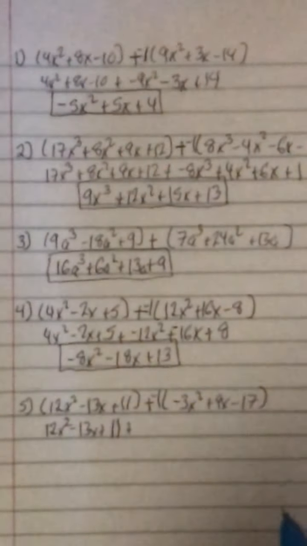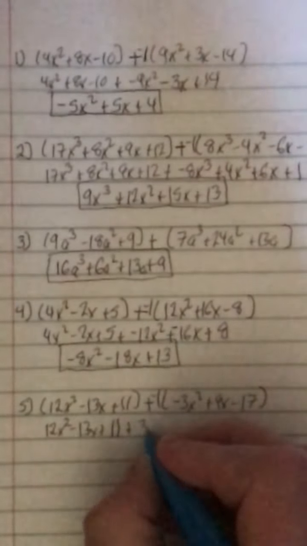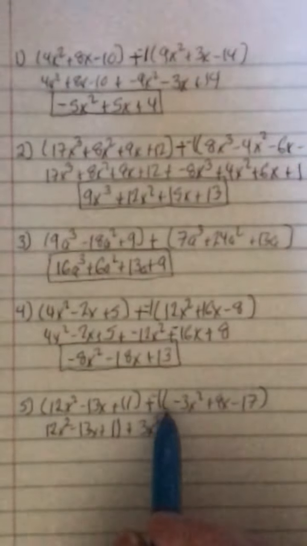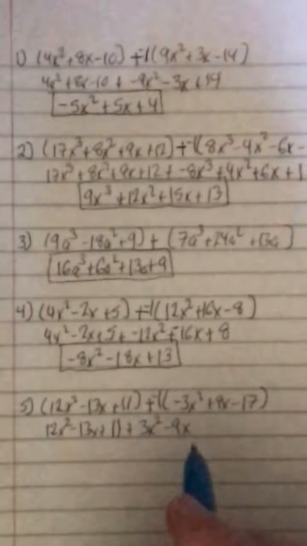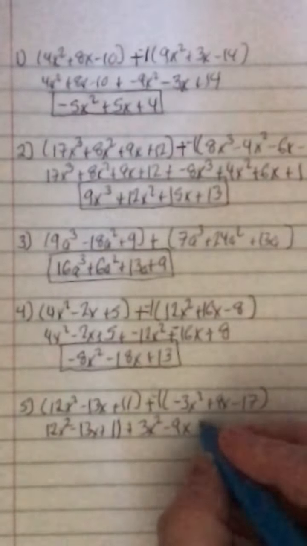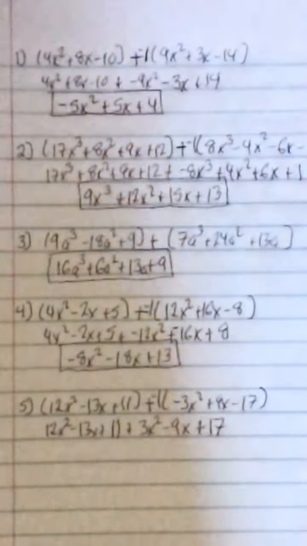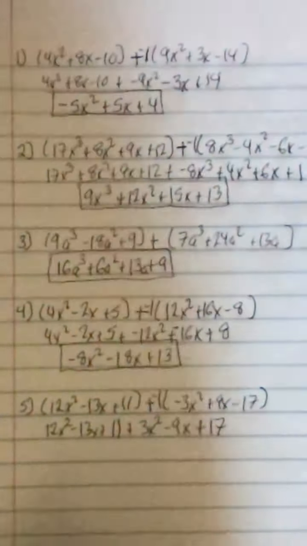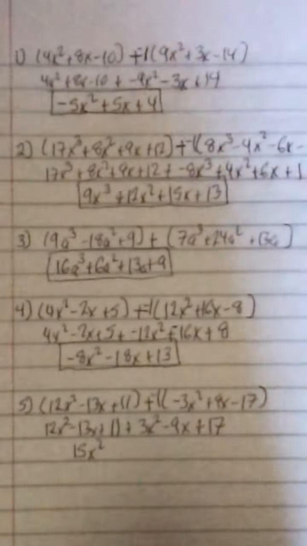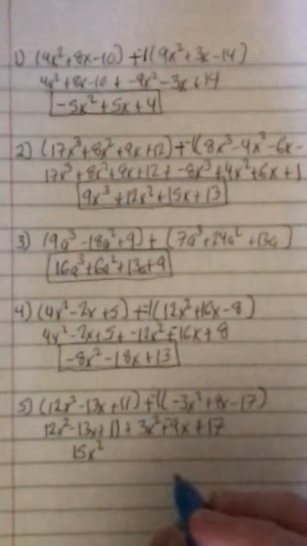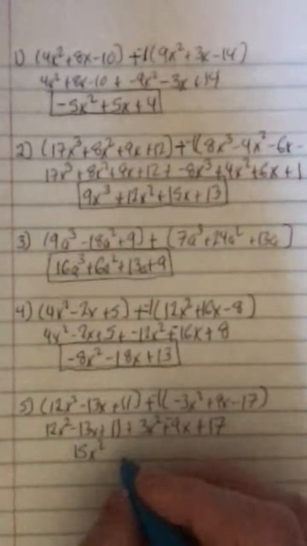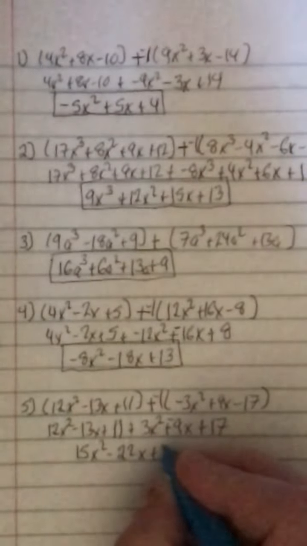Now, negative 1 times negative 3, that's positive 3x squared. Negative 1 times 9x, negative 9x. Negative 1 times negative 17, plus 17. 12x squared plus 3x squared, 15x squared. Negative 13x plus negative 9x, negative 22x. 11 plus 17, 28.